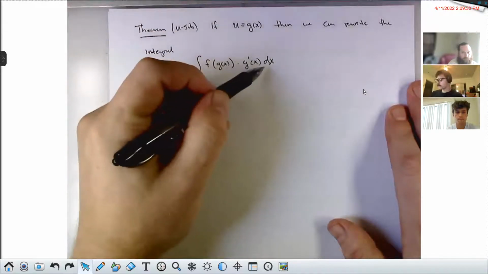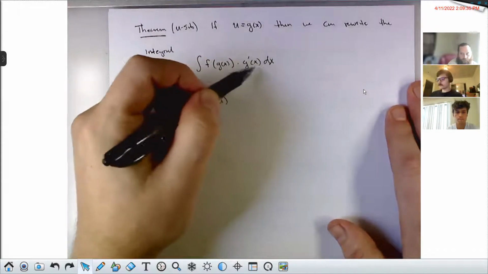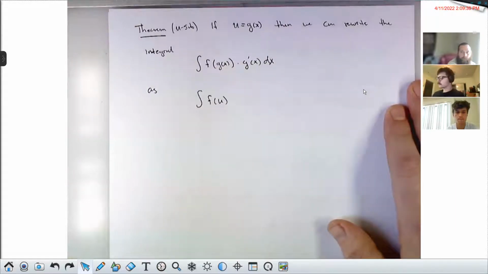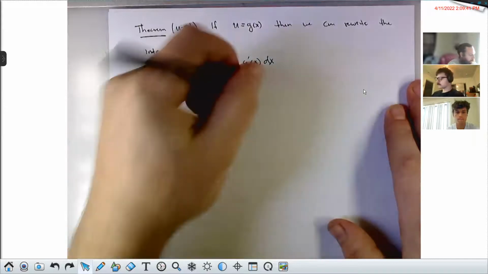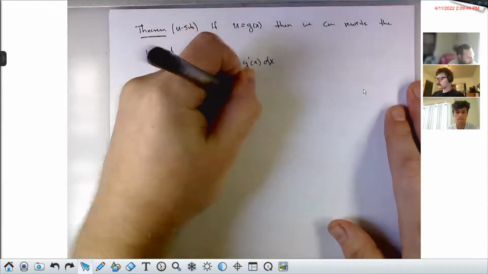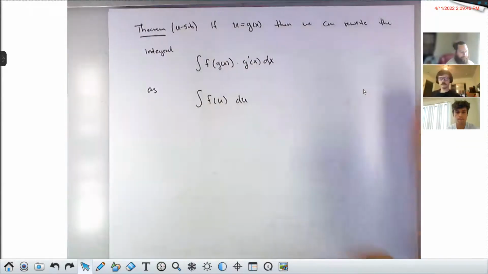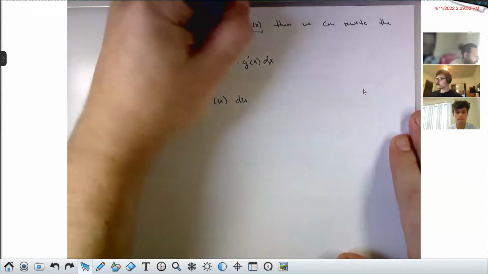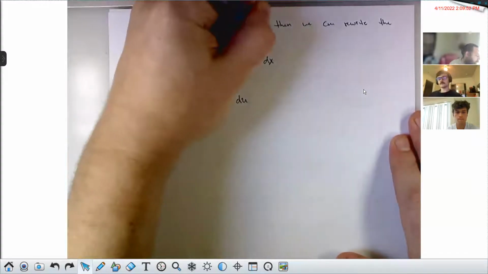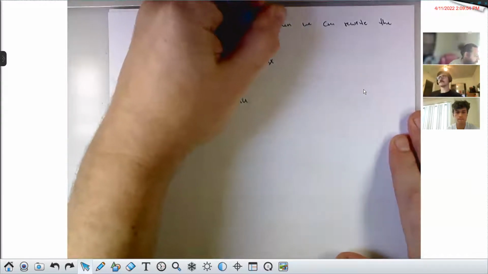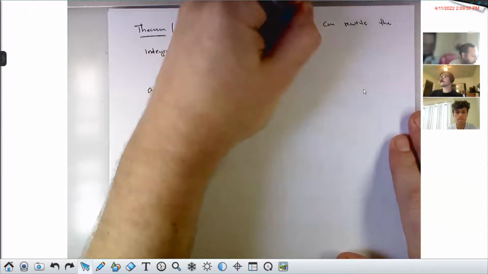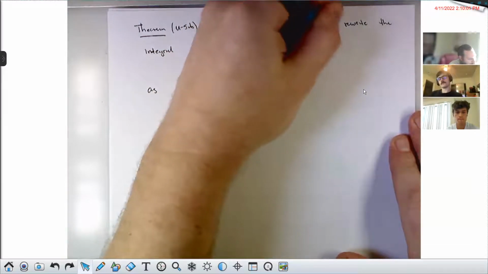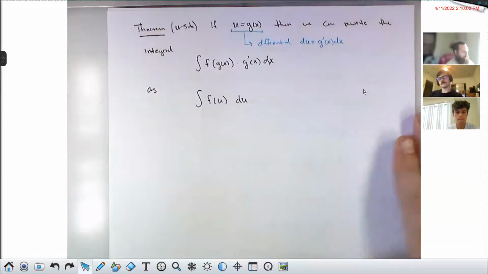And this piece here, g prime of x dx, if you remember what we talked about at the end of class last time, differentials, g prime of x dx would be precisely du. And that's because u is g of x, and if you calculate the differential using the rules we discussed last time, du would be g prime of x dx.